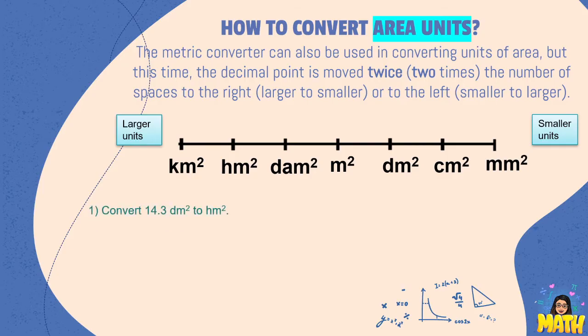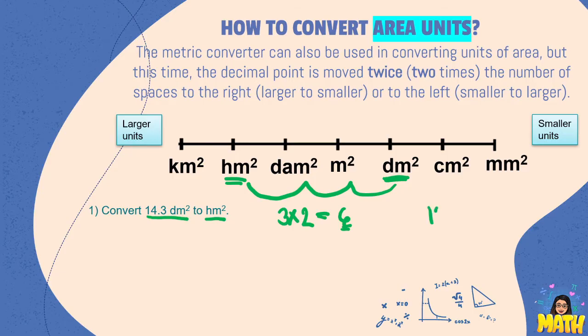Let's convert 14.3 square decimeters to square hectometers. So, gaano ito kalayo? 1, 2, 3. So, 3 units away from each other. Pero dahil area units ito, or square units, i-multiply natin ito twice. So, 3 times 2, 6. So, we will be moving the decimal point 6 times.